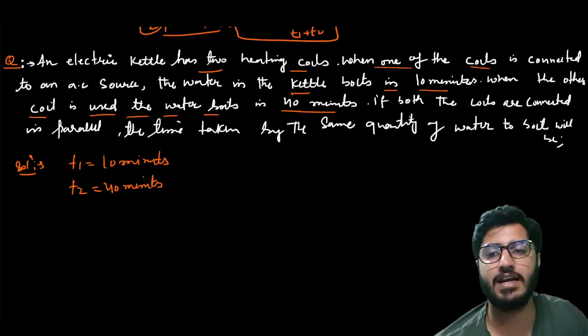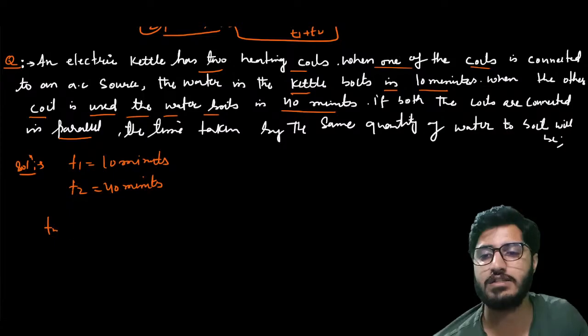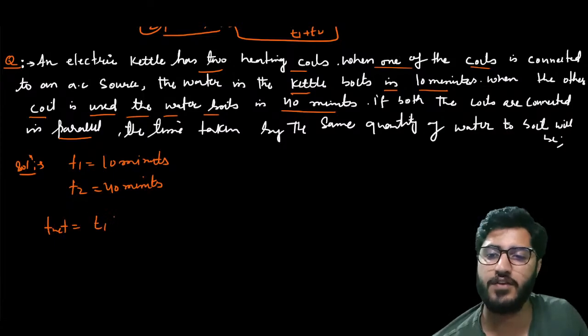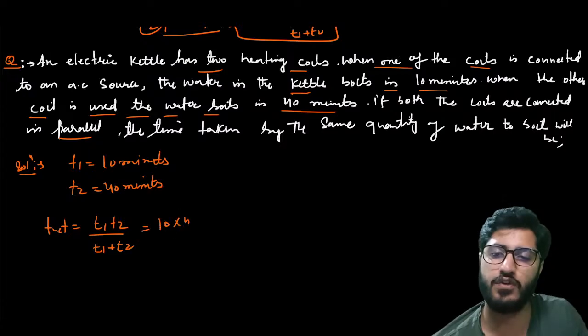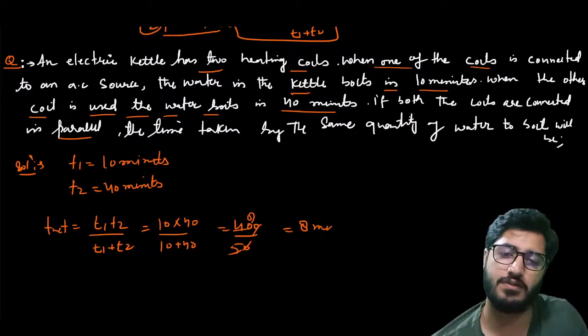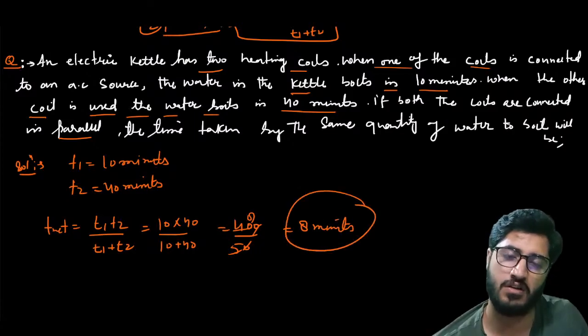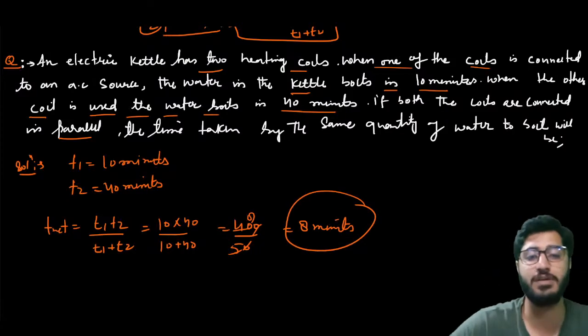When we are just connecting them in parallel, what is T net in parallel? Is it T1 T2 divided by T1 plus T2? T1 is 10, T2 is 40, divided by 10 plus 40. It is 400 divided by 50. It is 8 minutes. That means you will get 8 minutes.